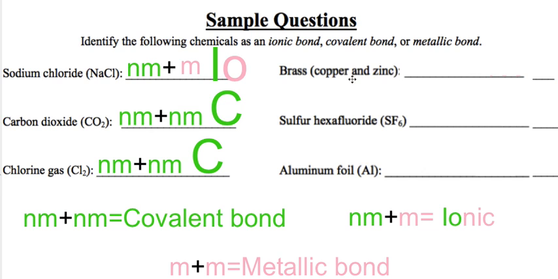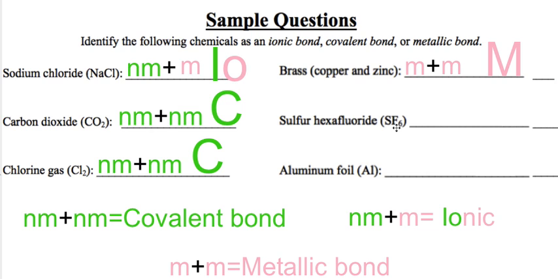Copper and zinc, which makes brass. And find those. Those may be a little bit more difficult to find, but I'm sure you can find them. So just pause the video. They are a metal plus a metal, and that forms a metallic bond.